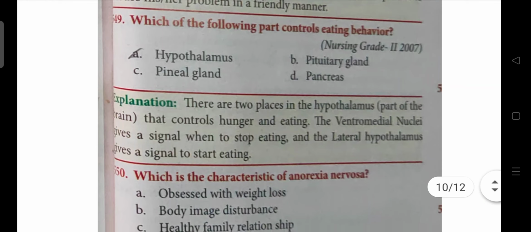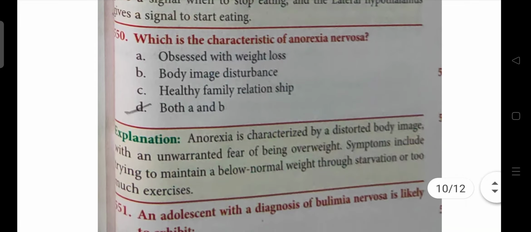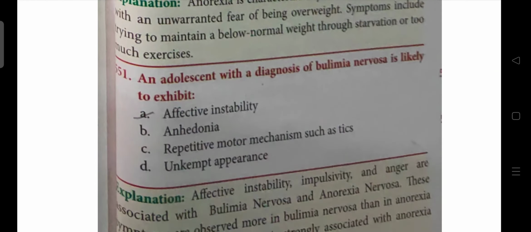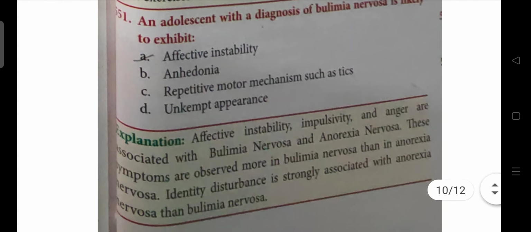Next, which of the following parts controls eating behavior? Option A হবে hypothalamus. Next, which is the characteristic of anorexia nervosa? Option A আর বি হবে obese with weight loss and body image disturbance, অর্থাৎ অপশান ডি হবে both A and B. Next, an adolescent with a diagnosis of bulimia nervosa is likely to exhibit option A হবে affective instability.